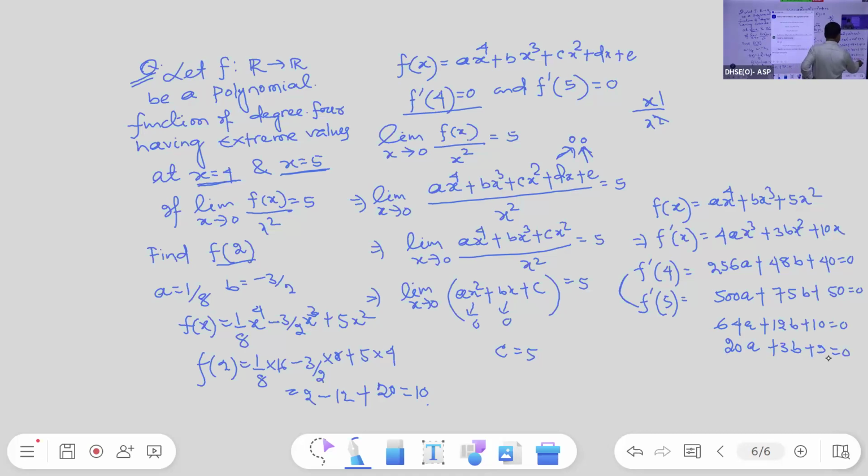Now multiply the second equation by 4. It will be 80a plus 12b plus 8 is equal to 0. Now this is equation 3 and this is equation 1. Now subtract equation 1 from equation 3. 80a minus 64a will be 16a. So 16a plus 8 minus 10, that is minus 2, is equal to 0. a is equal to 2 upon 16, that is 1 upon 8.